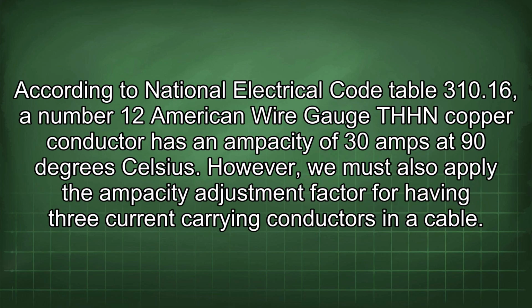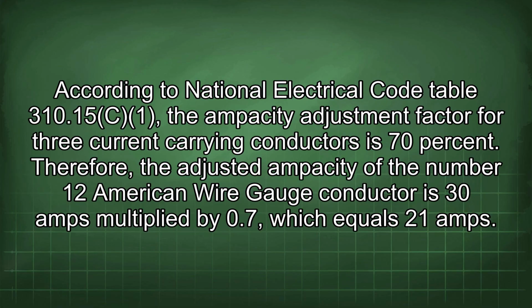According to National Electrical Code Table 310.16, a number 12 American wire gauge THHN copper conductor has an ampacity of 30 amps at 90 degrees Celsius. However, we must also apply the ampacity adjustment factor for having 3 current-carrying conductors in a cable. According to National Electrical Code Table 310.15, the ampacity adjustment factor for 3 current-carrying conductors is 70%.